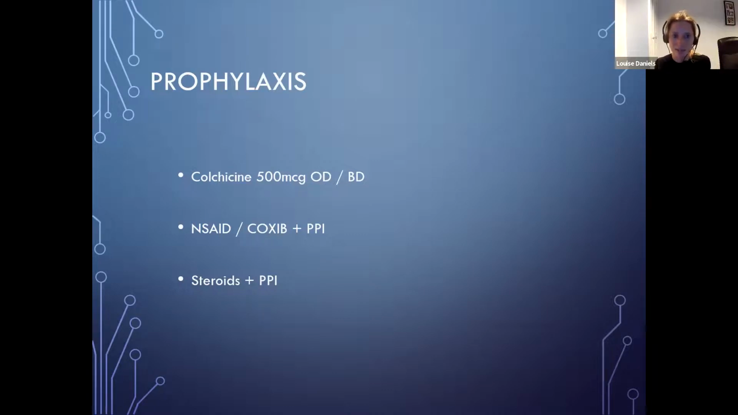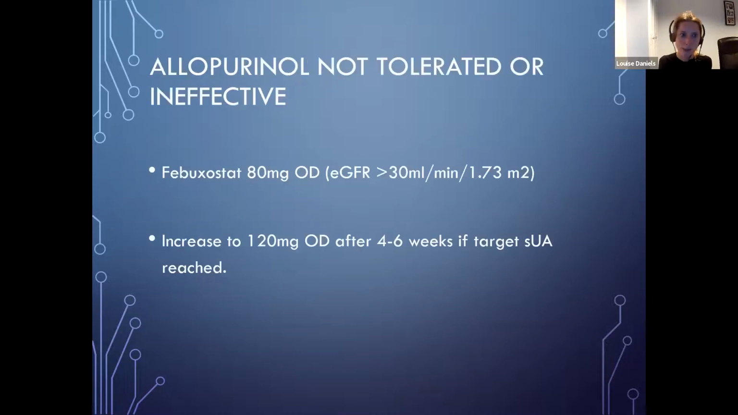So prophylaxis could be a small dose of colchicine, 500 micrograms once or twice a day. It could be a non-steroidal anti-inflammatory or COX-2 with a PPI. Very rarely, if patients are suffering a lot of acute attacks and they can't tolerate those, we'll put them on some steroids with a PPI just until we get things a bit better controlled.